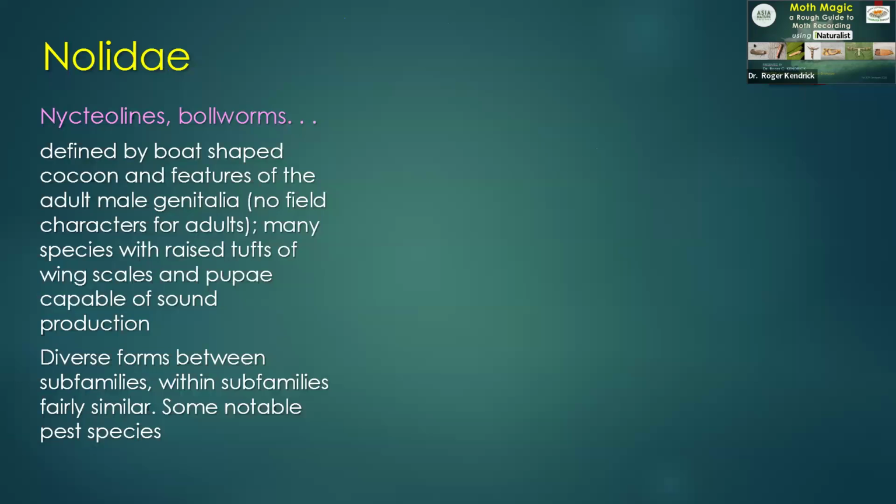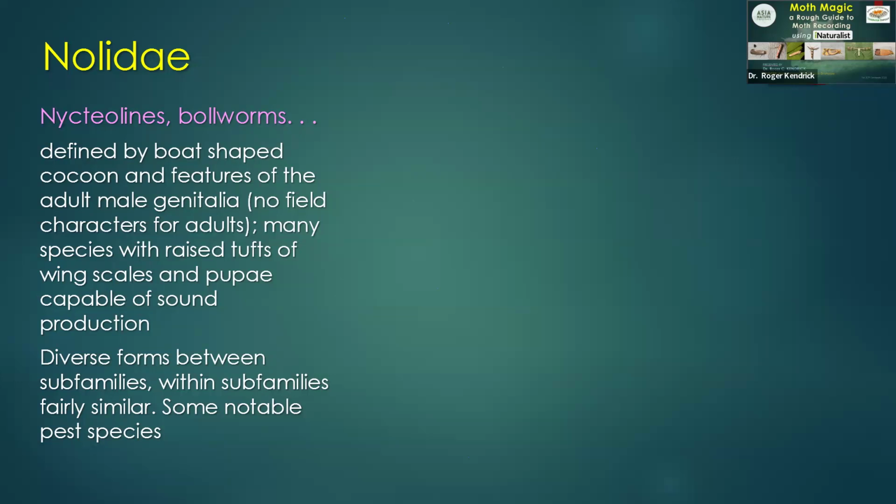Now, the nolids is the last of the Noctuoidea I'll deal with, and invoke John Horseman's rule. If you can't identify it as a noctuid or an erebid within the Noctuoidea or even some of the other families, it's going to be a Nolidae.